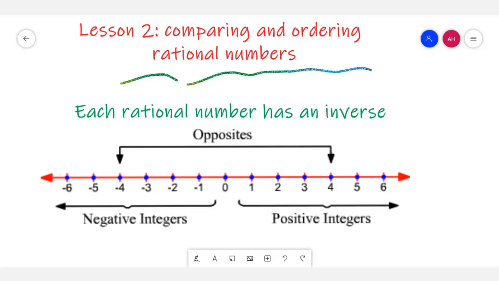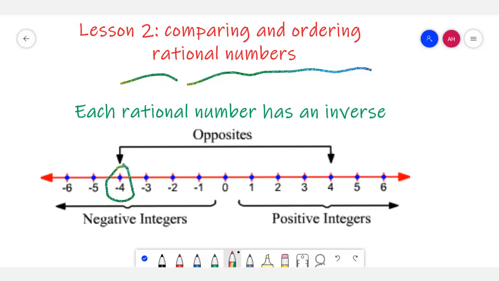So for example, when we were talking in integers, we know that the inverse or the opposite of -4 is 4, and that the opposite of -2 is 2. What about if I want to find the opposite of 6? It's going to be -6. So each integer has an opposite to it, exactly the same number but with an opposite sign.